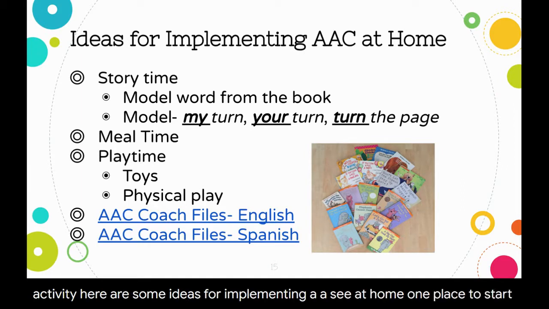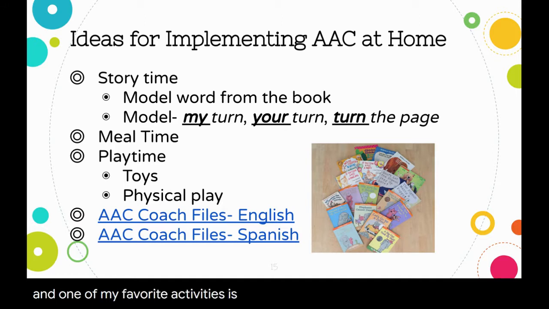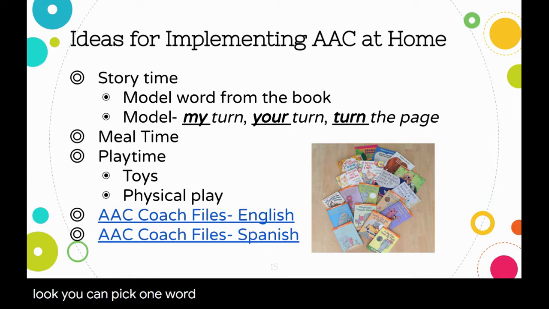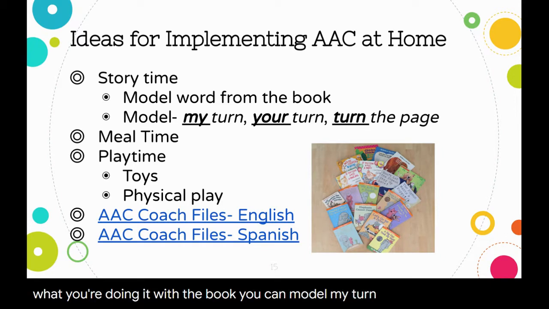One place to start, and one of my favorite activities, is story time. You have two options during story time. The first is to model a word from the book. So for example, if you were reading the book Brown Bear, you could model the words I, see, me, look. You can pick one word and model throughout the book. You can also model what you're doing with the book. You can model my turn, your turn, turn the page.